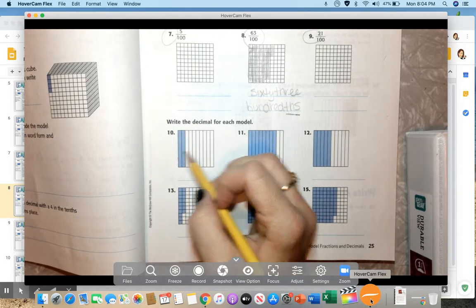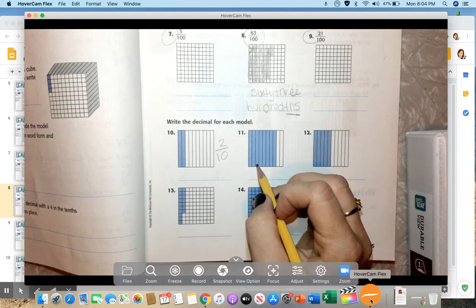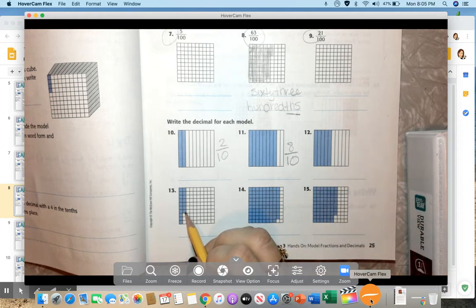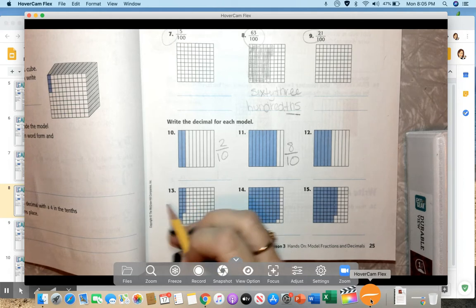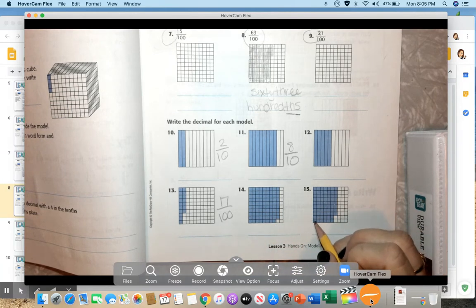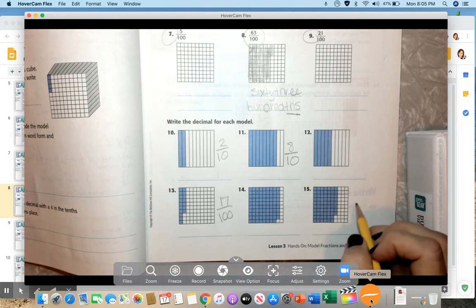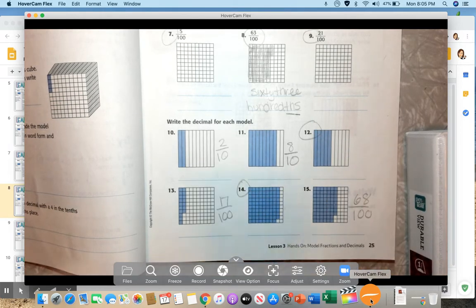So this is 2 out of 10. So that would look like this as a fraction, right? 2 tenths. This one would be 1, 2, 3, 4, 5, 6, 7, 8. This would be 8 tenths. This would be, I got to count, 10, 11, 12, 13, 14, 15, 16, 17. This would be 17 out of 100. And this one, I'll skip over here, is 10, 20, 30, 40, 50, 60, and then 2 away from 70. So that would be 68. So this is 68 out of 100. You can go ahead and do 12 and 14, okay? But I will do these for you since it's a little bit more difficult.